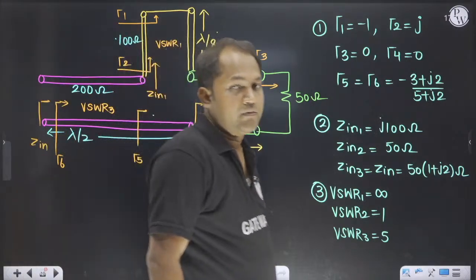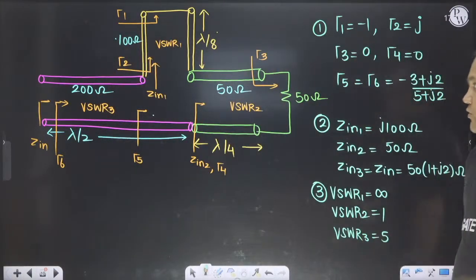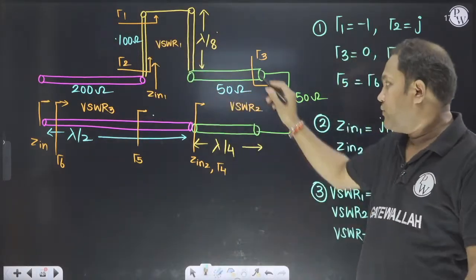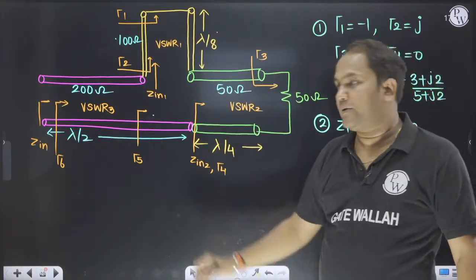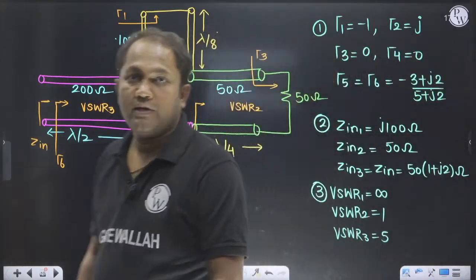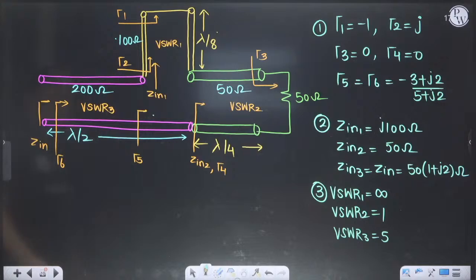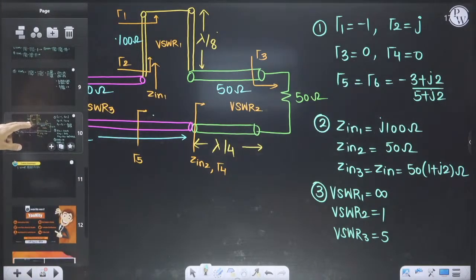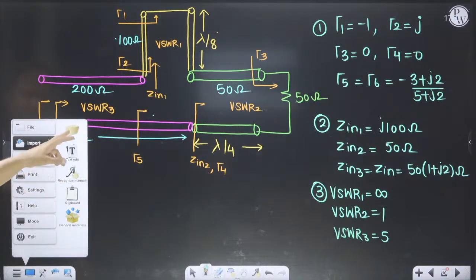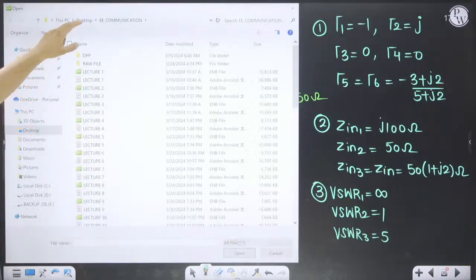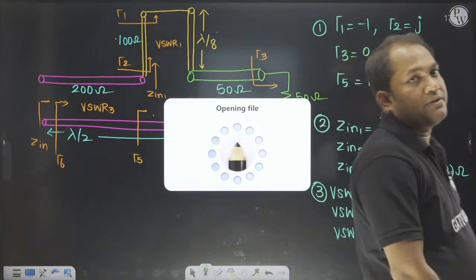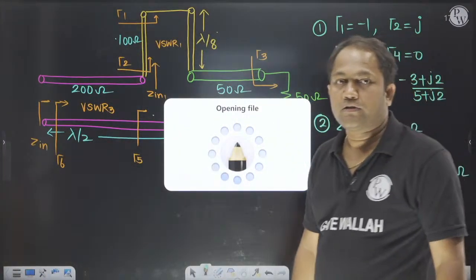So you will apply the reflection coefficient formula. Then after you can analyze like this also. For the first input impedance you will take Z0 as 100, for the second Z0 as 50, and for the third Z0 as 200. So it is a very good question if they ask it in the GATE exam. Then I will go for the next part, another type of VSWR question.